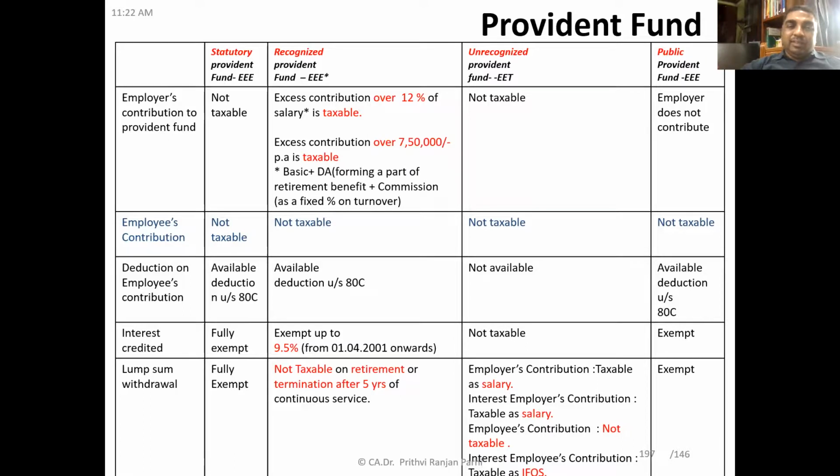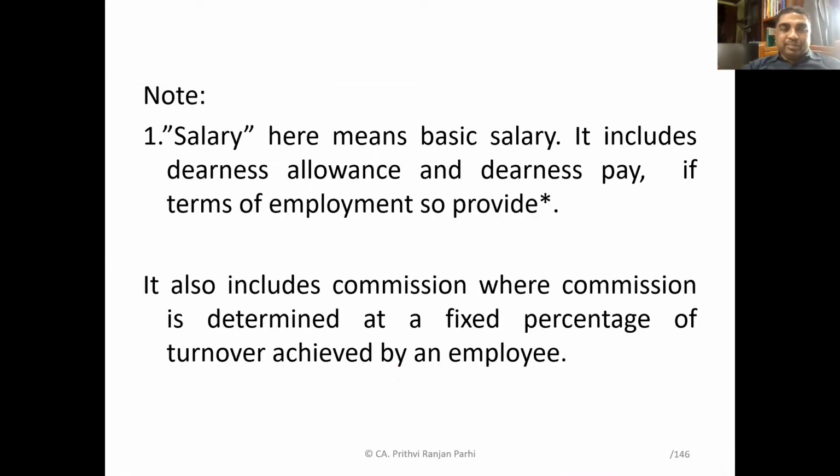Okay. Understood these four kinds of funds? Yes, sir.